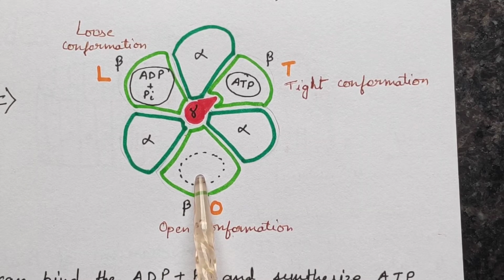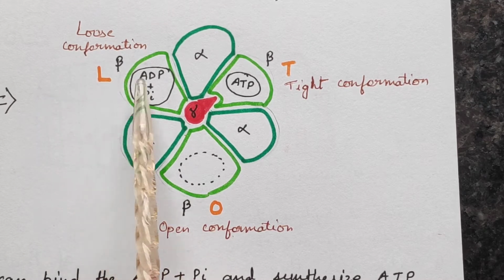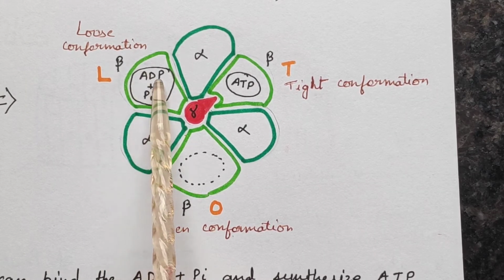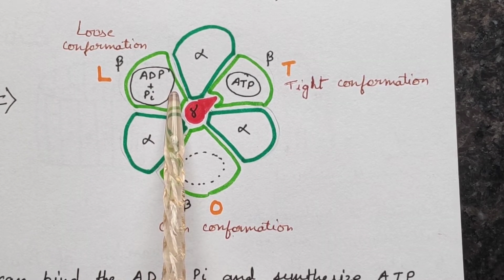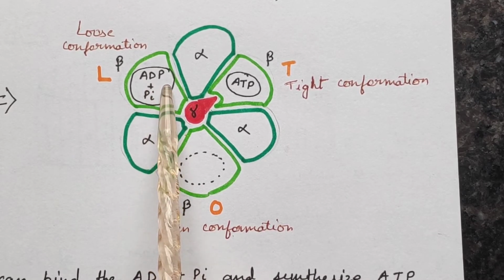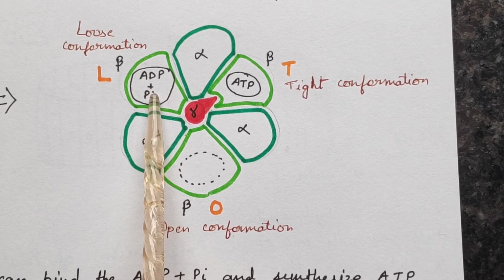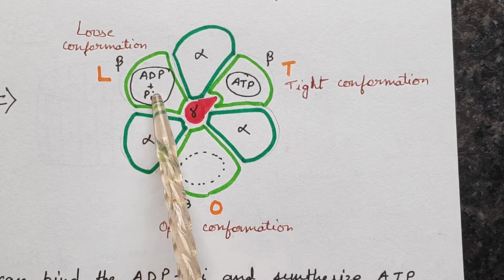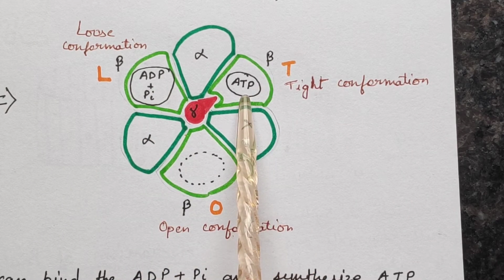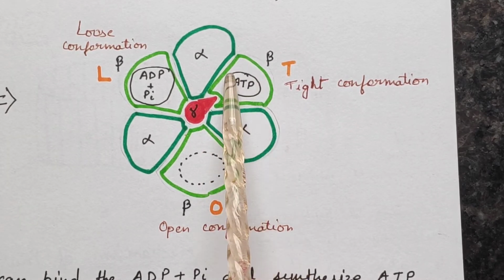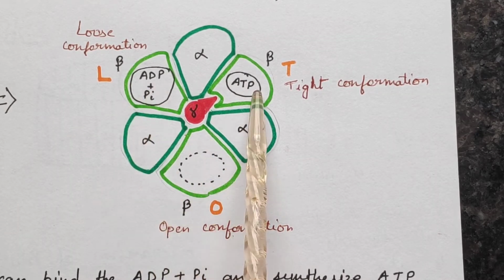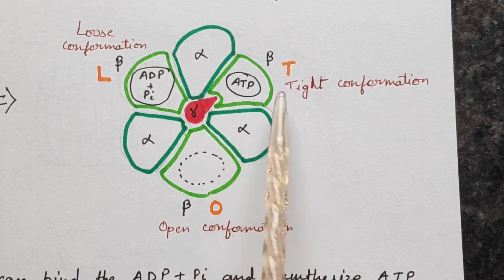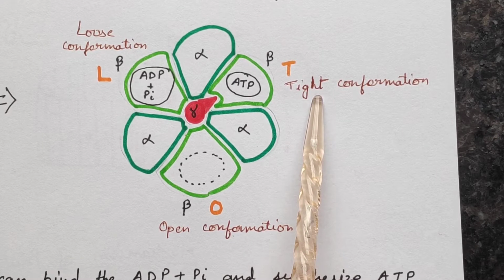ADP and phosphate. This is the loose conformation, where it has already accepted the ADP and phosphate but is in loose conformation. That means this ADP and Pi cannot come out of this beta subunit until they have been changed into ATP. In the tight conformation, the space within the beta becomes very small, and therefore the ADP and Pi come very, very close to each other. Therefore a bond is formed and they are converted into ATP in the tight conformation. Therefore it is called the tight state.